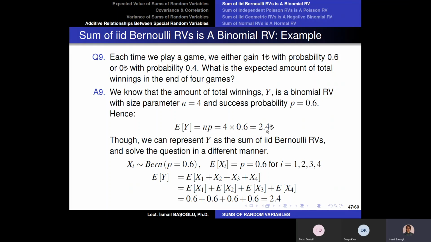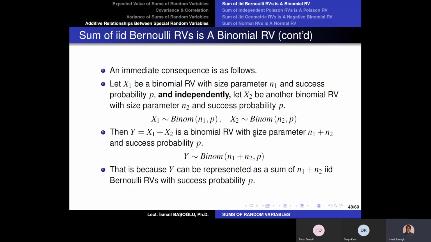Therefore, the expected value is again 2.4 Turkish liras. Now, I just want to emphasize the relationship between the Bernoulli random variable and the binomial random variable here. Actually, this question is not a typical question that you would see in an exam. This question is just a practical explanation question that emphasizes the relationship between the Bernoulli and the binomial random variable. Now, we can develop a similar relationship between the binomial random variables as well.